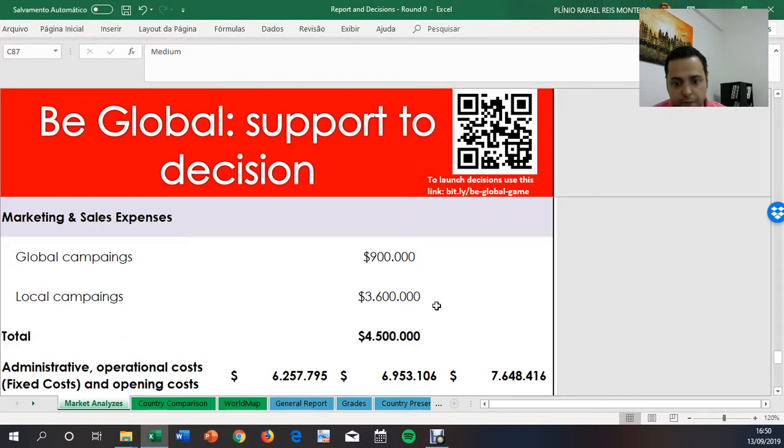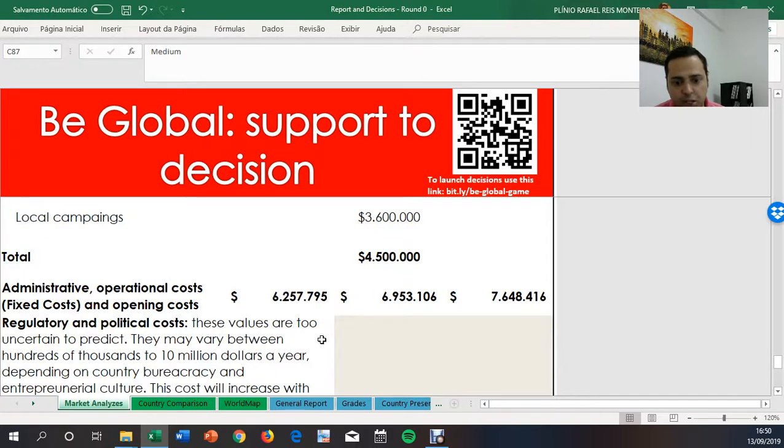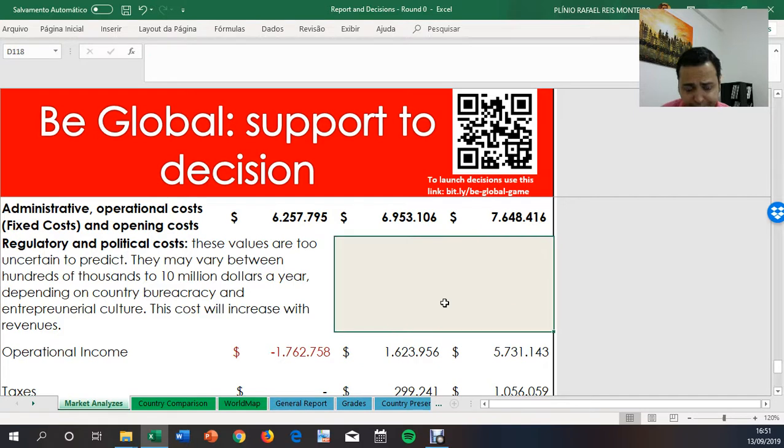I need to pay for marketing. I'm spending $4.5 million on marketing. Also, I'm expecting to have this range of administrative, operational, and opening costs. So this means that I need to invest a lot of money just to start the business there. And finally, I need to have one idea. I need to give a figure of how much I expect to invest to pay for lawyers, for politicians, for campaigns to approve the use of the app in the country. And these are the regulatory and political costs.